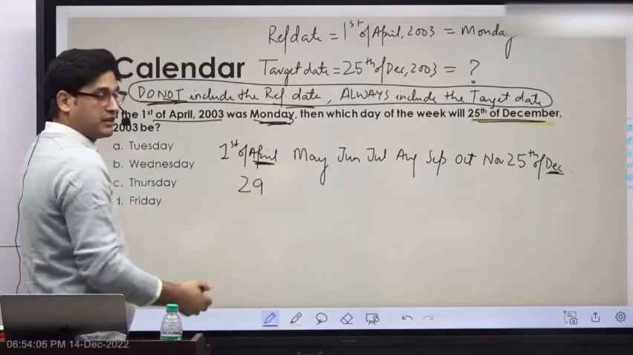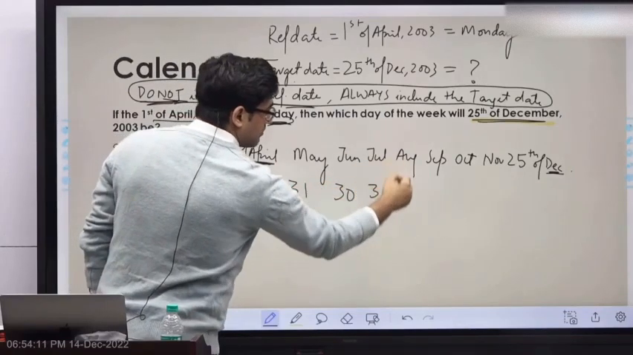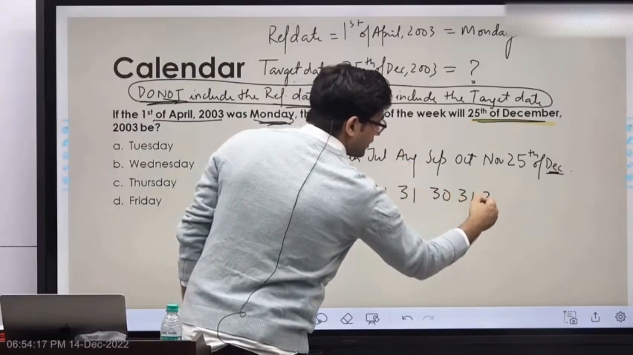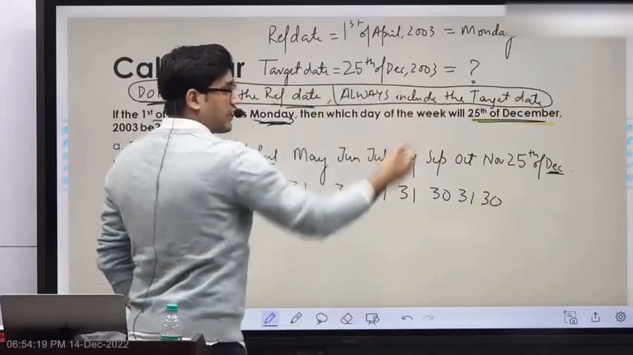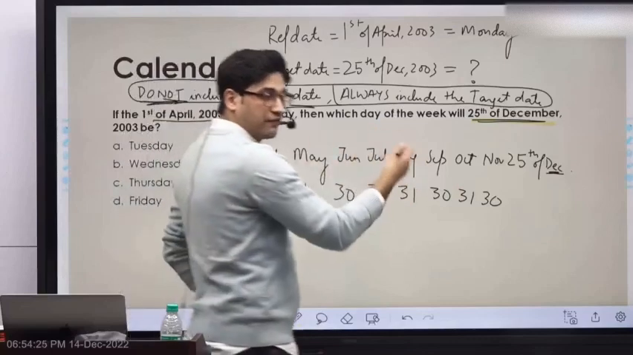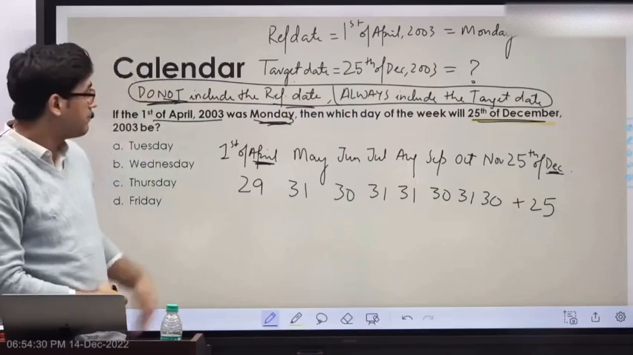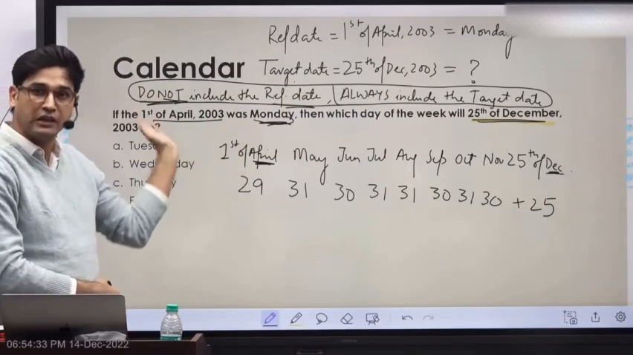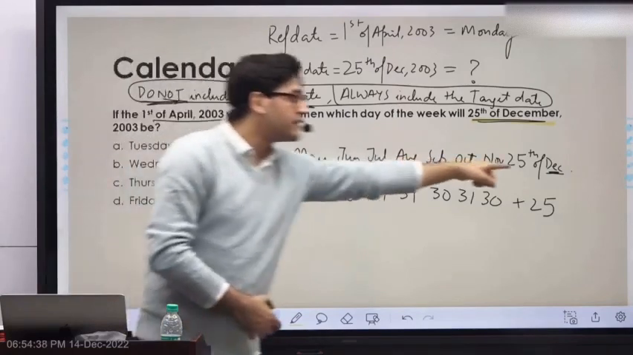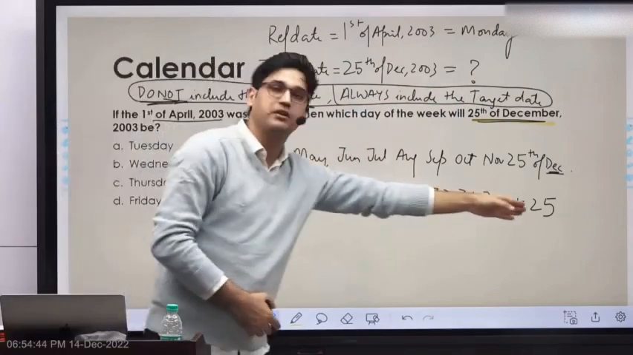In the month of May, there are 31 days. In the month of June, there are 30 days. In the month of July, 31. Month of August, 31. September is 30. October is 31, November is 30. Always include the target date. In the month of December, I have to go till the 25th. If I have to go till the 25th, I have to include both of them. There are 25 days remaining. Remember, 1st of April was the reference date. We did not include it. Except for the 1st of April, 29 days remain in the month of April. In the case of December, we have to go till the 25th of December, and we have to include the 25th. Therefore, in the month of December, there are 25 days.